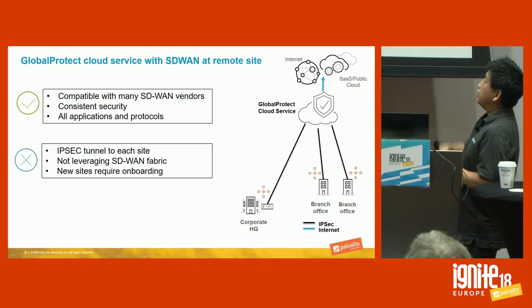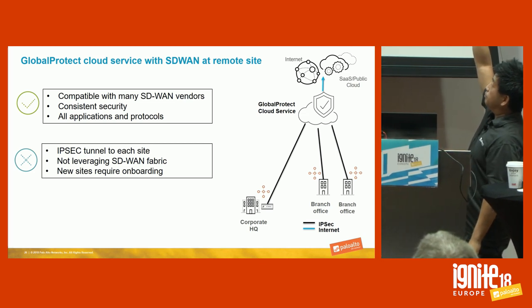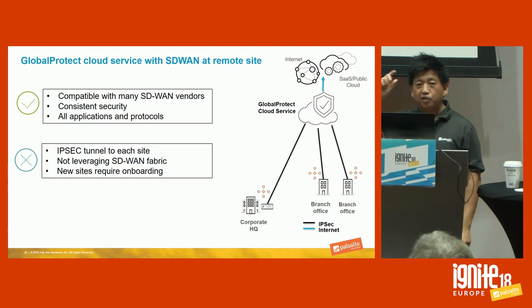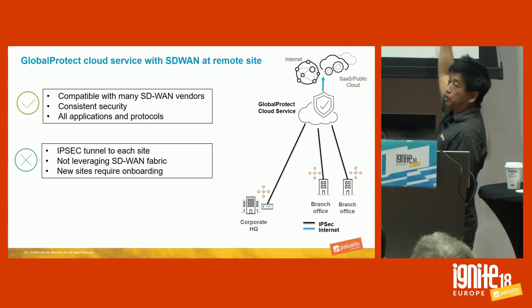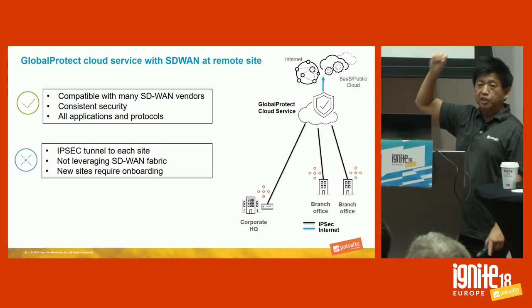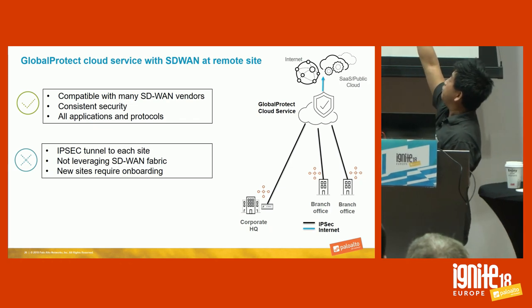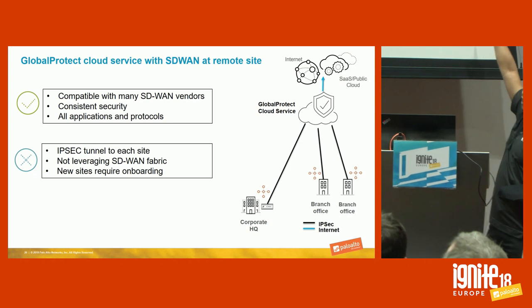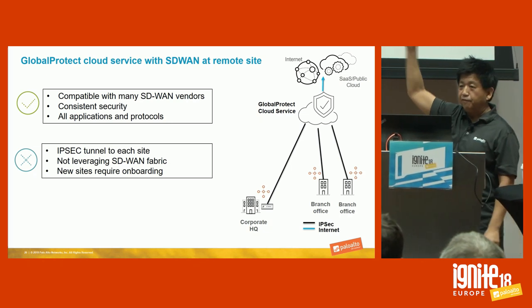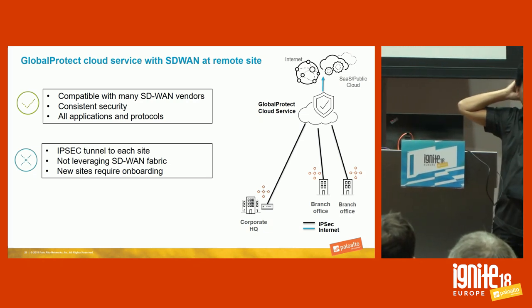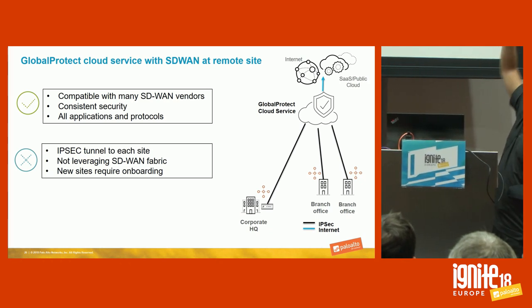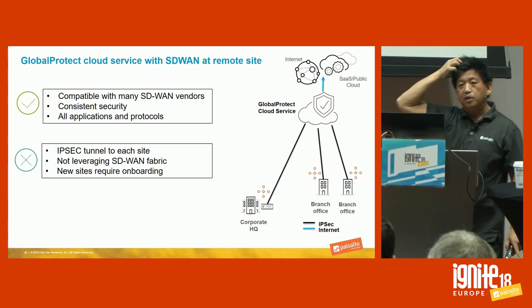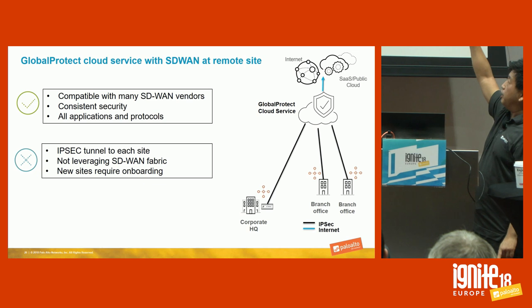The good part is that you do get protection to the internet. The bad part is that you're not getting inspection of branch to branch. The reason is that if you're going from the branch office to the SD-WAN fabric, back to the branch office, it's never going through a firewall. The firewall would be GlobalProtect cloud service in that scenario. So that's some of the trade-offs that happen.